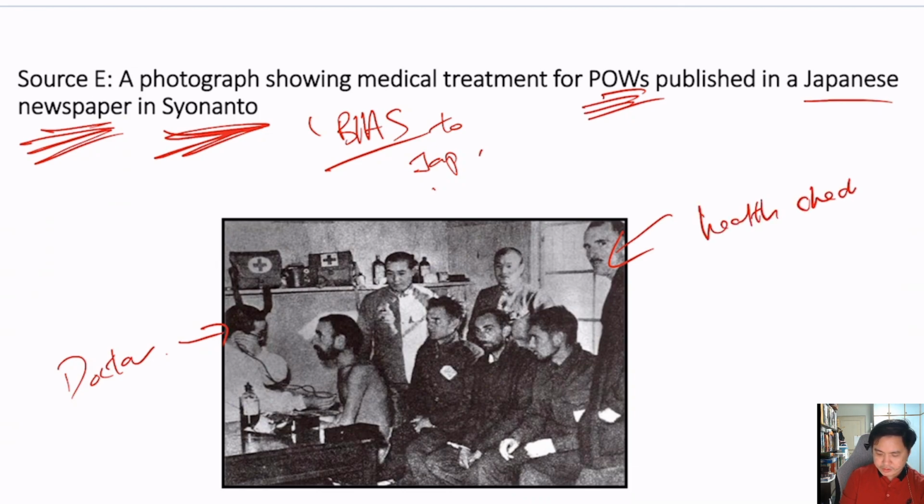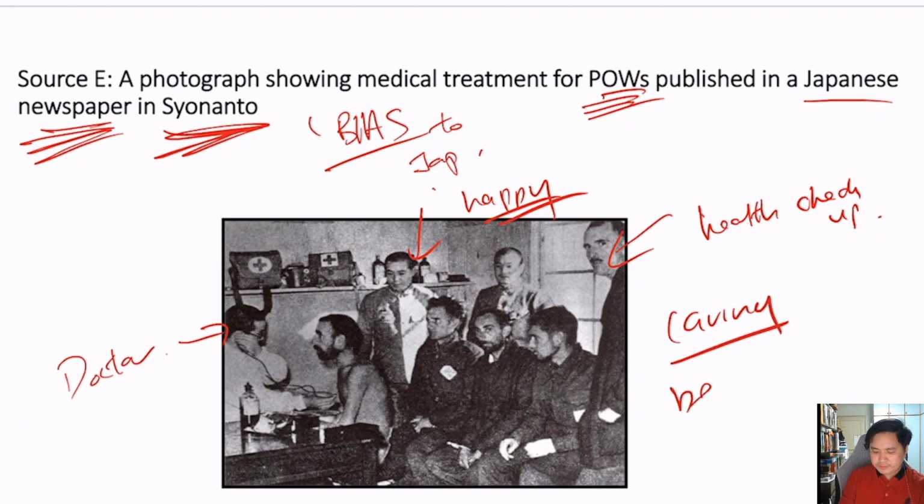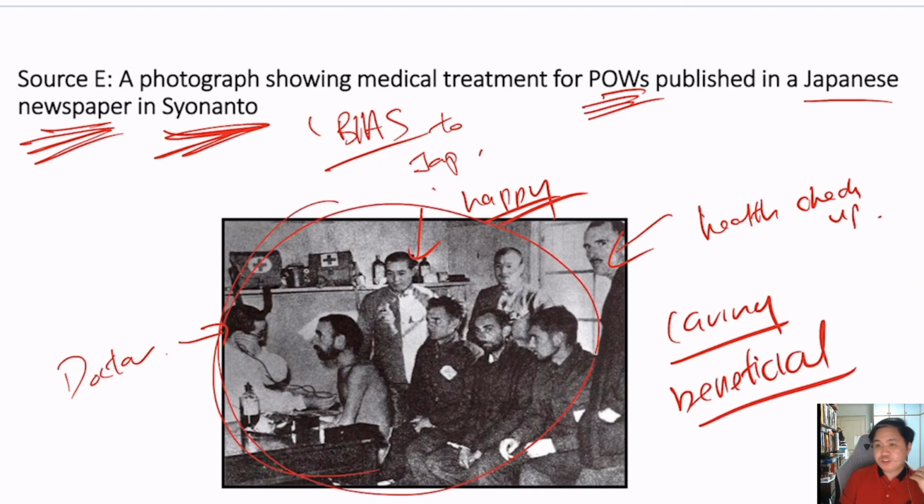Then you look at this guy's face here. He looks a bit happy, right? So this is what I see here. Now, on the whole, if this is inside the Japanese newspaper meant for the local people, you would say that they are caring, right? I would say things like caring, or that the rule is beneficial, right? Overall, the tone of this picture is one of relative positivity, that is beneficial, caring.